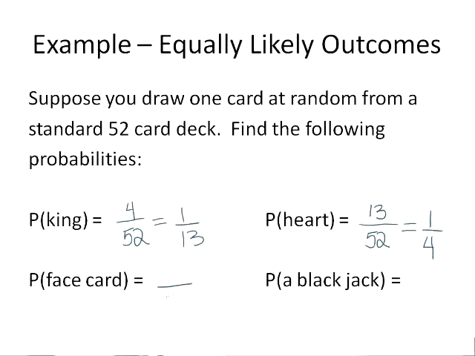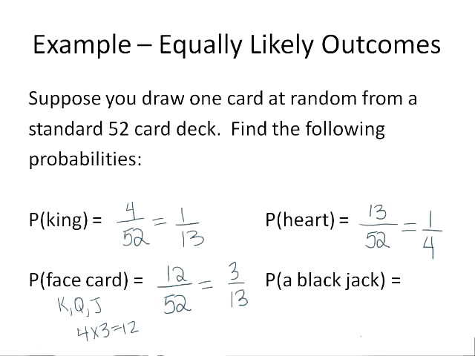Now face cards. Once again, 52 cards total, but how many of those are face cards? Well, we have the king, the queen, and the jack, but we have those cards in 4 suits. So 4 times 3 gives me a total of 12 face cards. Now remember, the ace does not have a face on it, so it's not considered a face card. Now the 12 over 52 reduces to 3 divided by 13.